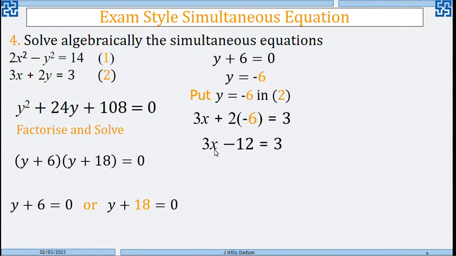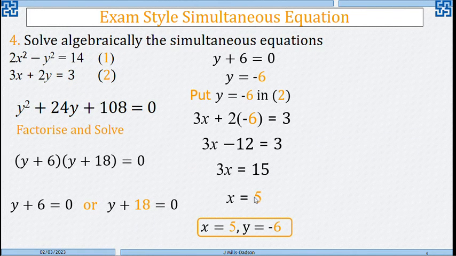When you solve for x, you end up having 3x equals 15, because you have to add 12 to both sides. From here, 2 times minus 6 is minus 12. To get rid of minus 12, you add 12 to both sides. That's why we have 3x equals 15. Divide both sides by 3, and you end up having x equals 5. So if y is equal to negative 6, x will be equal to 5. That's for the first section.